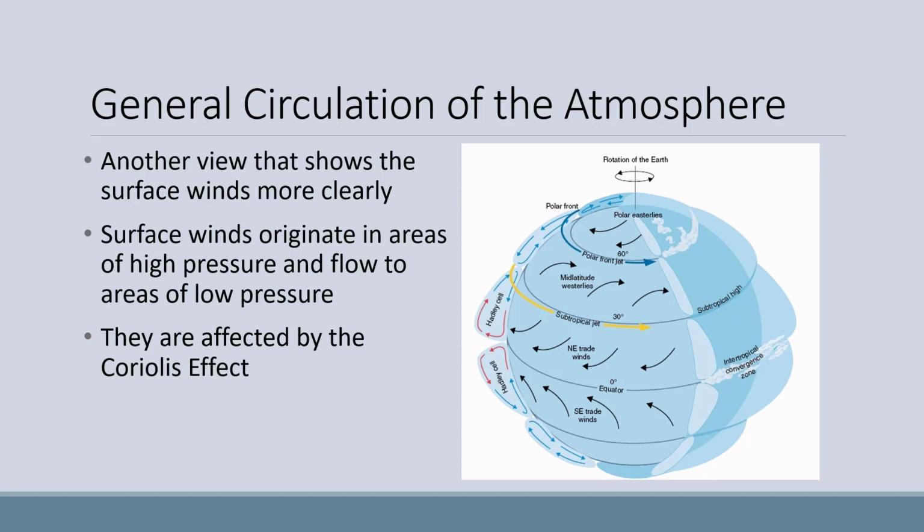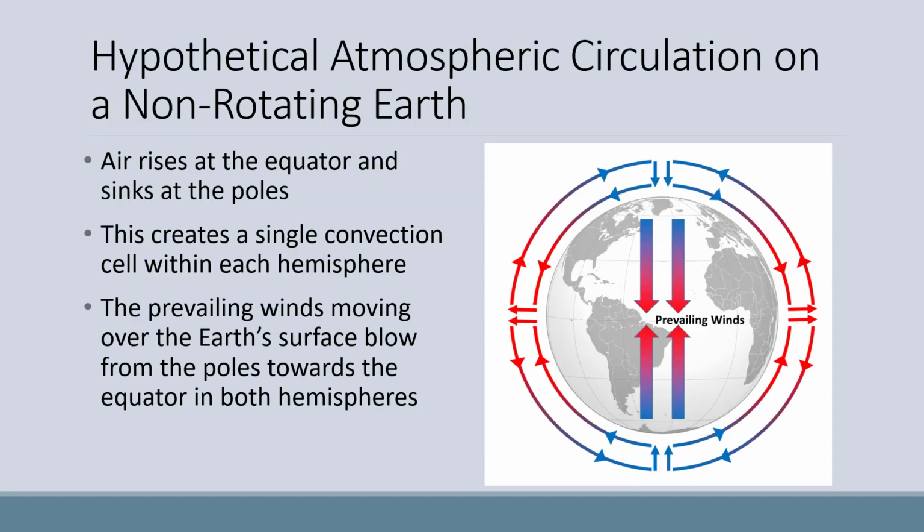And of course they are affected by the Coriolis effect. Just to prove to you how integral the rotation of the Earth and the Coriolis effect are to atmospheric circulation, here's what atmospheric circulation would probably look like on a non-rotating Earth. Air would rise at the equator and sink at the poles. This creates a single convection cell within each hemisphere. The prevailing winds moving over the Earth's surface would blow from the poles towards the equator in both hemispheres. You can see that they are not deflected like they actually are on our rotating planet.